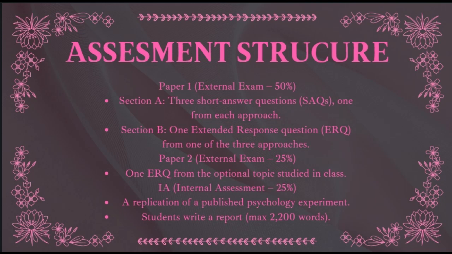For Paper 2, an external exam worth 25% of your grade, 1 extended response question from the optional topic studied in class. For the IA, the internal assessment, which is worth 25% of your grade, you will produce a replication of a published psychology experiment. Students write a scientific report of 2,200 words.